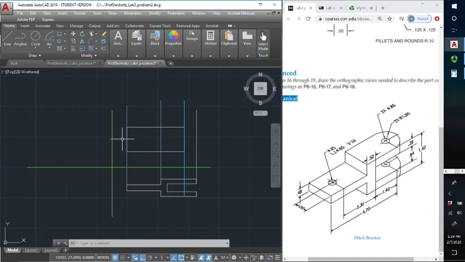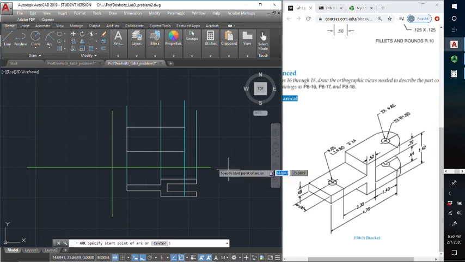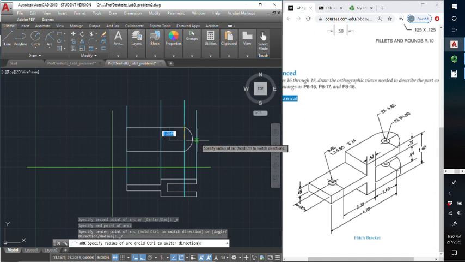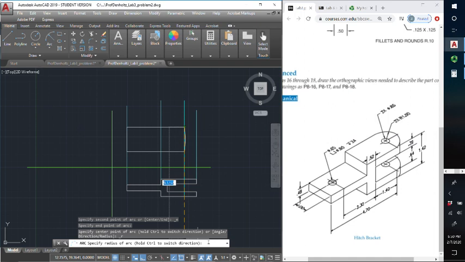So we have a start, an endpoint, and a radius. Let's see if that's enough. So we have start and radius. That sounds pretty good. So we will start over here. We can end over here. And we can use a radius they give us of 1. So I'm going to type in 1. And there we go. That is exactly what we wanted to see over here.